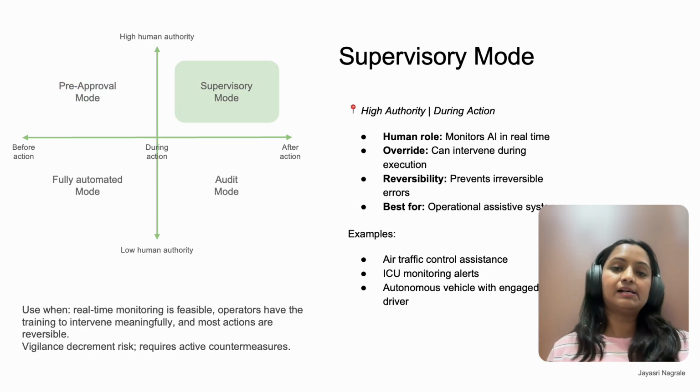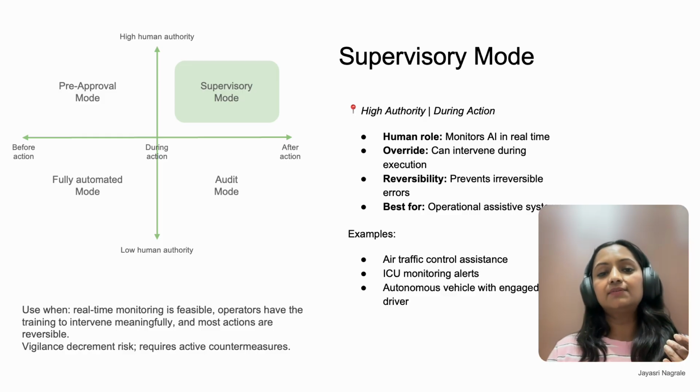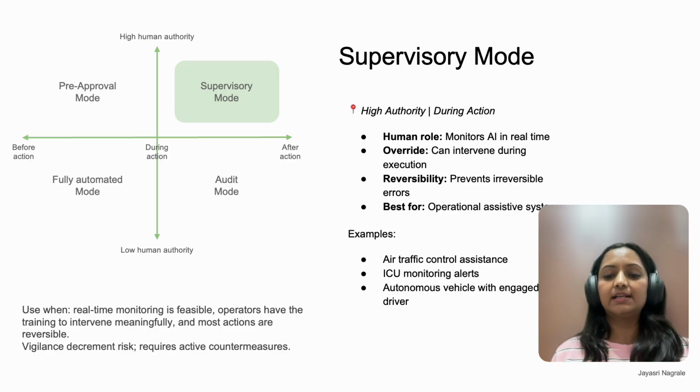The second zone of the HITL is the supervisory mode. Now here, the humans are still in high authority on the top, but the involvement of the human comes in anywhere during the action or after the action has taken place. So here, the human role is more to do with monitoring AI in real time. The human can override or intervene in the actions during execution. Humans are mainly responsible for preventing irreversible errors, and it's best for operational assistive style human-AI collaboration.